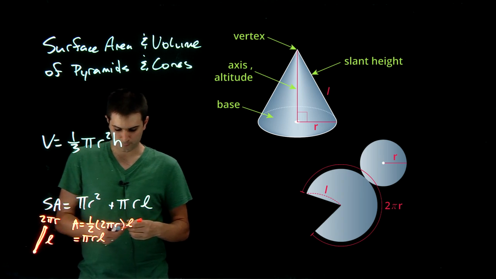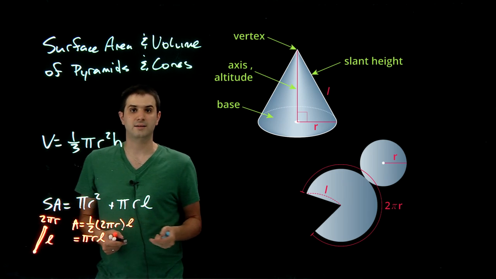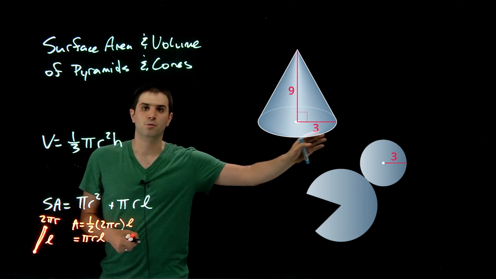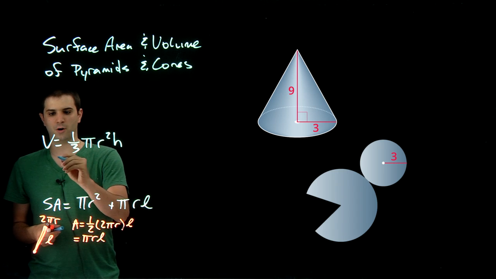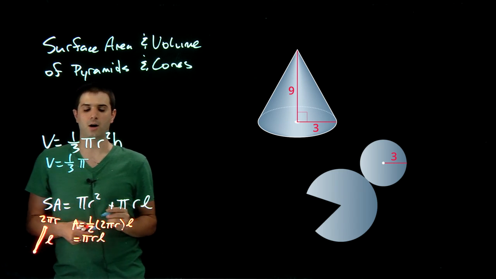So let's go ahead and look at a problem, what this looks like practically speaking. Here we have a cone. Height is 9, radius is 3. We just plug in our numbers. Volume equals 1/3 times pi, and again, r is 3.